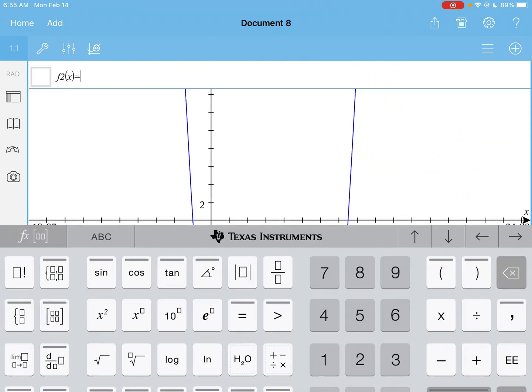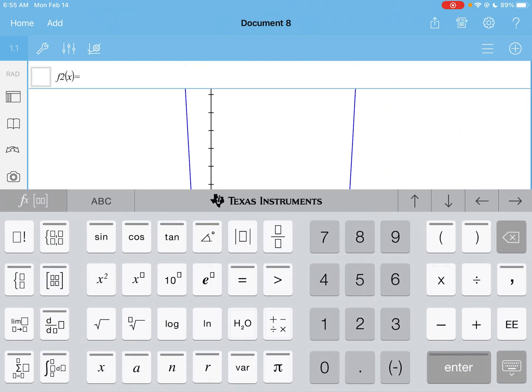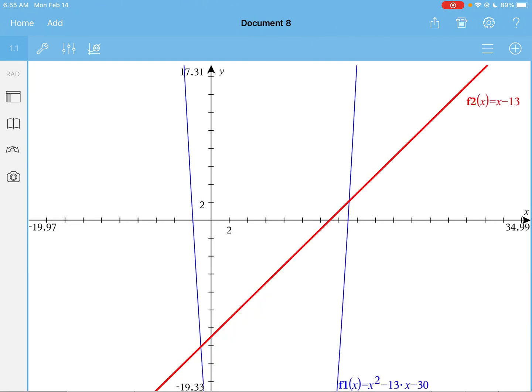So I had to readjust. Again, you can always enter it in. Hover your thing over that number on the side and change the window settings if you need to. So we have x minus 13.